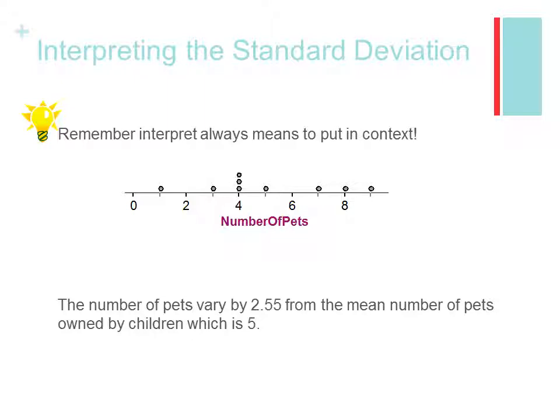So how do we interpret the standard deviation? We found this number. What does that mean? When you're asked to interpret, make sure you always put it in context. So what does it mean to interpret the standard deviation? The number of pets vary by 2.55 from the mean number of pets owned by children, which is 5. So here is my 5 right here. The number of pets vary, how far are they from that mean, by 2.55 pets. So on average, they have 2.55 pets more or 2.55 pets less. So it's how far on average they vary from the mean.